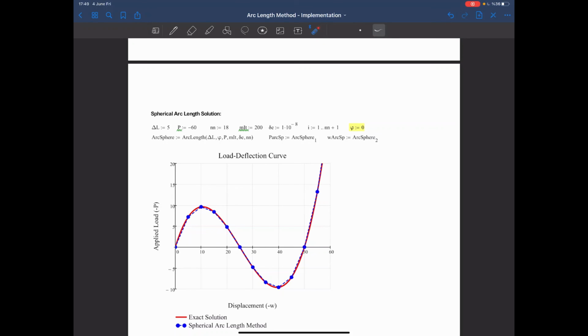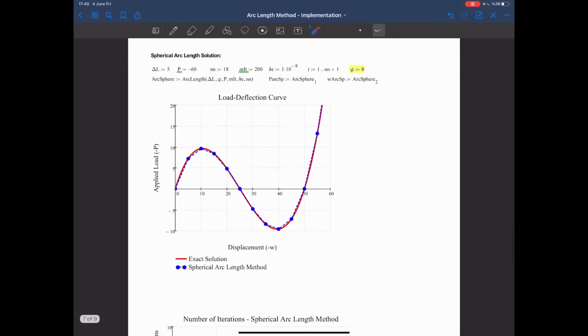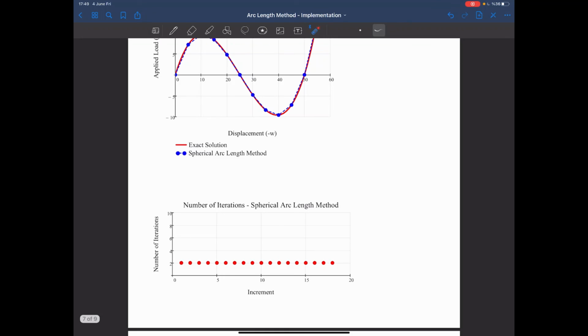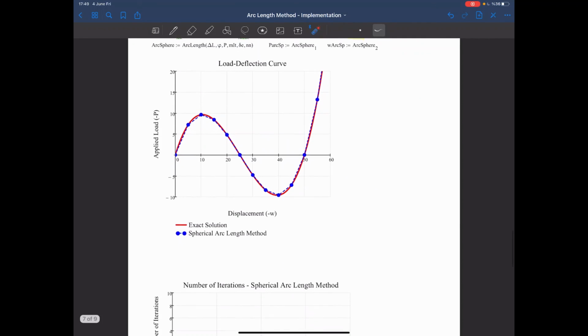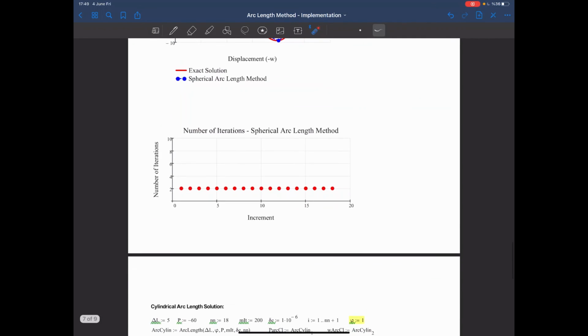Now the next question is, how many iterations do I need? In the spherical arc length method, we only need 2 iterations at every increment, which also gives us a very fast convergence rate. Of course, here I'm comparing it with the BFGS method, with the Newton-Raphson method that we used previously.